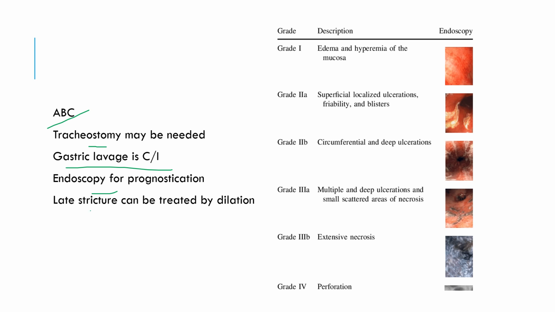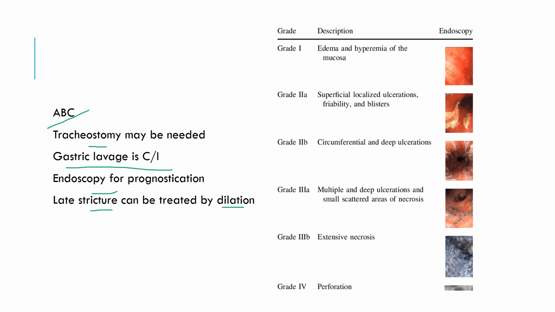Late complication like stricture can be treated by dilatation, but in acute cases, if they are having a stricture formation, you never do dilatation for fear of perforation. But late, when they come with stricture, you can do dilatation, not in a single sitting. You can do multiple attempts to treat the stricture.